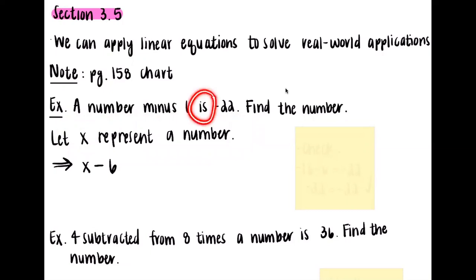So does the word is. It might be silly, but the word is a very important word. Mathematically, is implies equal to. So here we see a number, here's our number, minus 6, and then is. So that's where our equal sign will come in. So x minus 6 is what? Well, negative 22. And then from this point on, we can go ahead and solve.